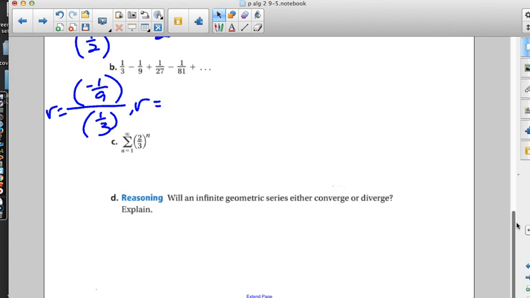So it's a -1/3. Well, look at the negative. Is 1/3 a fraction between 0 and 1? We can do this one. This converges.